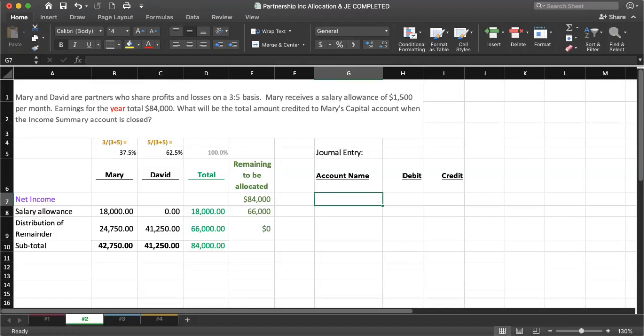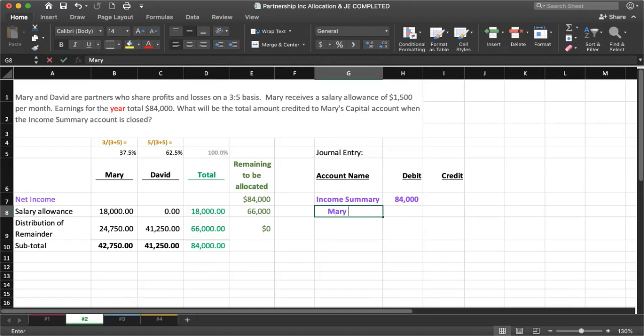And then finally, which is what we're going to do now, is there is net income. There was $84,000 of net income. So that's the amount that is in the income summary account, a credit balance. So we're going to close that, 84,000, and we're going to close the income summary account, and then what we'll do now is allocate to the partners their share of the 84,000, which we computed in this table over here.